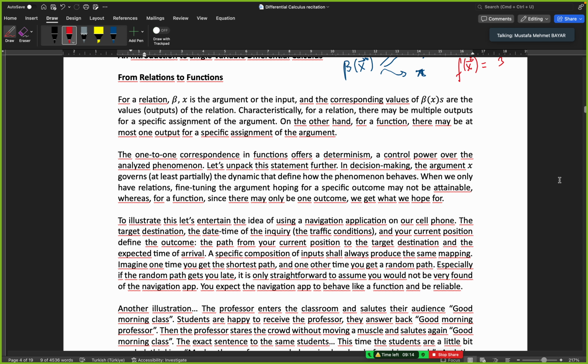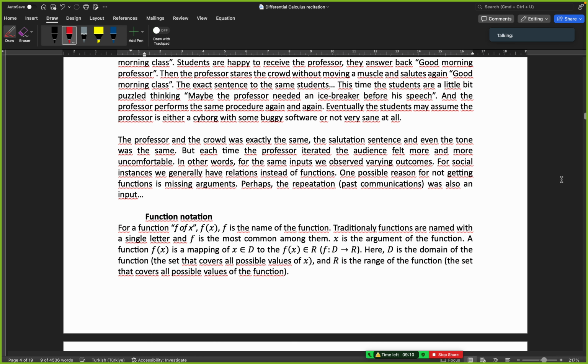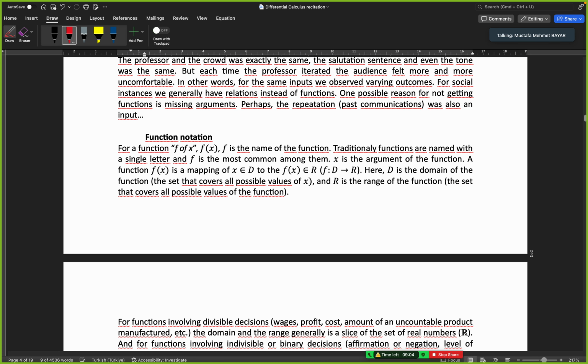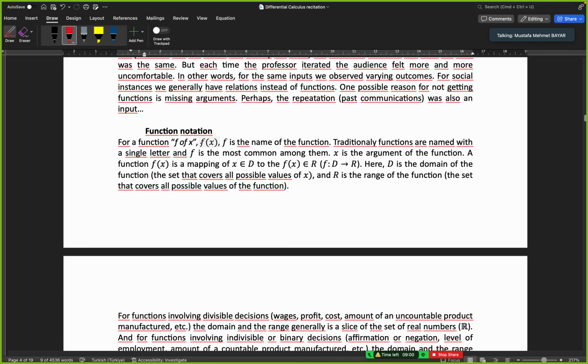So we like functions more, that's the reason. And you may just remember the good morning example we talked about in the class. It is also written here. Then we have the function notation here. We read this f brackets x as f of x. And here f is just the name of the function. Traditionally, functions are named after single letters. And x is the argument of the function. We may have a vector as the argument, but this is not the case for single variable functions.